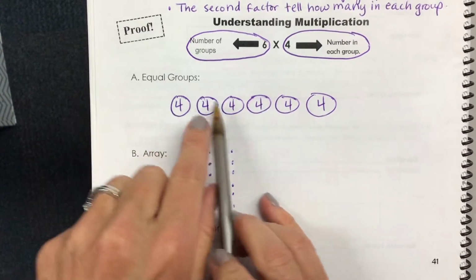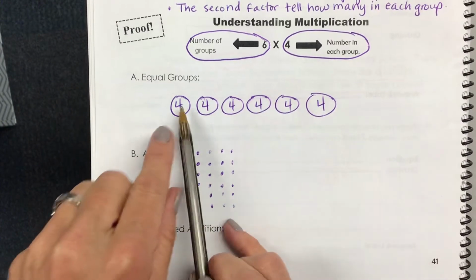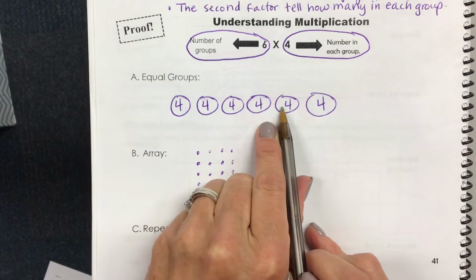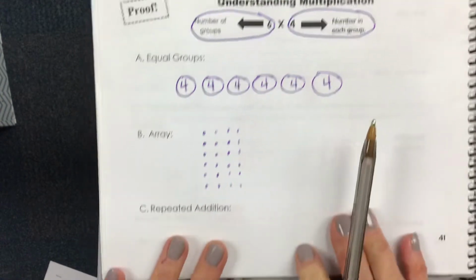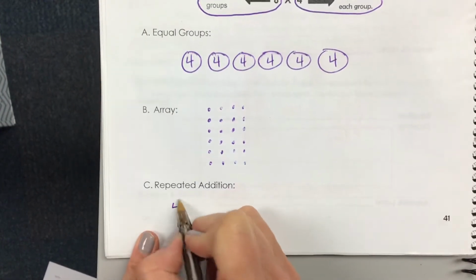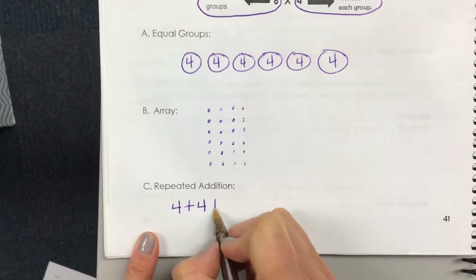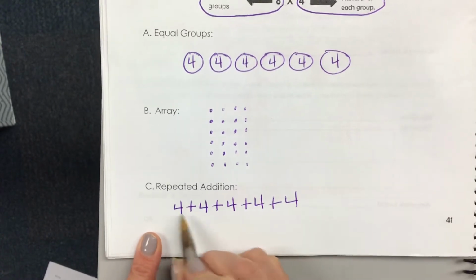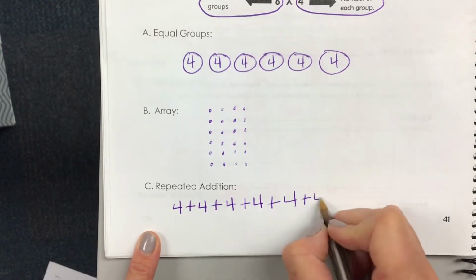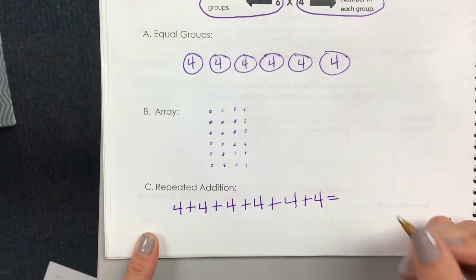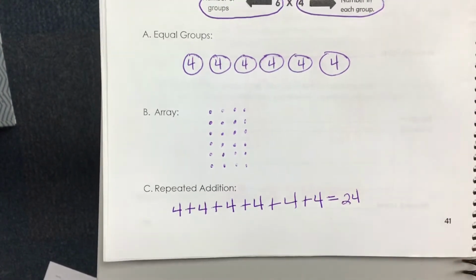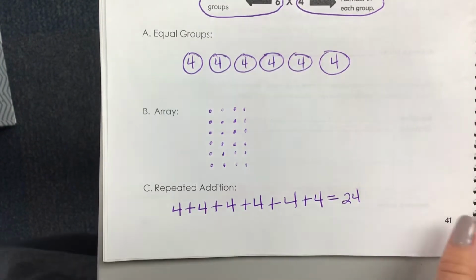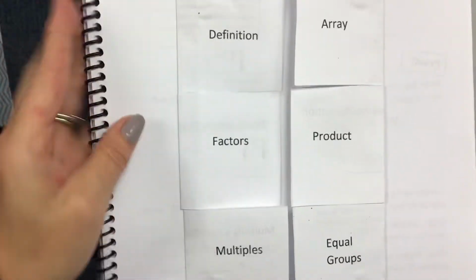So instead of 6 plus 6 plus 6 plus 6, it needs to be 4 plus 4 plus 4 plus 4 plus 4 plus 4. It follows your model. 1, 2, 3, 4, 5, 6 fours, and that equals what? 24. Okay.